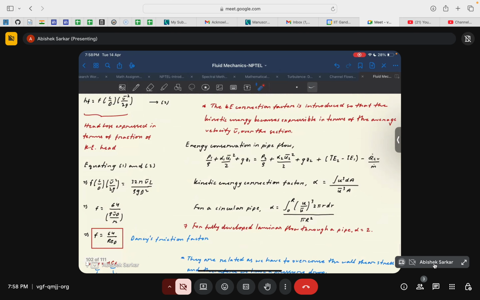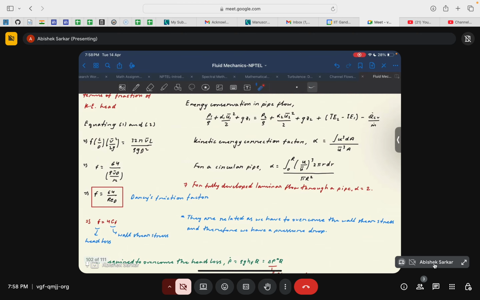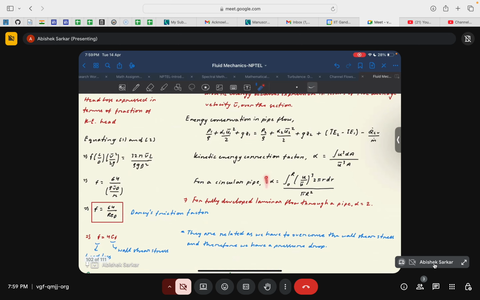Then we also introduced the Darcy's friction factor, which varied as 64 by Re D, which basically told us that the Darcy's friction factor f is 4 times the fanning friction factor. We also introduced the kinetic energy correction factor in this week. So we took one example where we discussed about the kinetic energy correction factor.